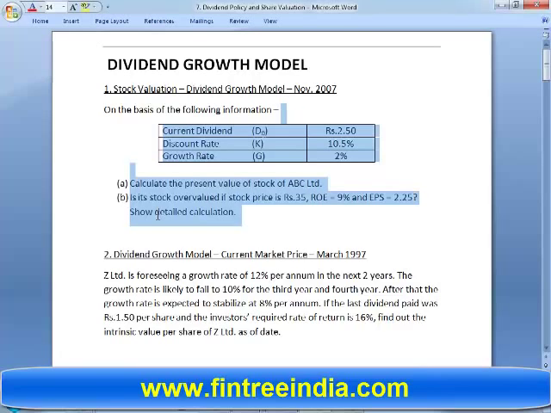So we've used the same logic that a stock should earn 10.5% of whatever is the market price, and what it has earned is 2.25. So we said 2.25 is 10.5% of some X amount. So X into 10.5% is equal to 2.25, and therefore X is equal to 2.25 divided by 10.5%.